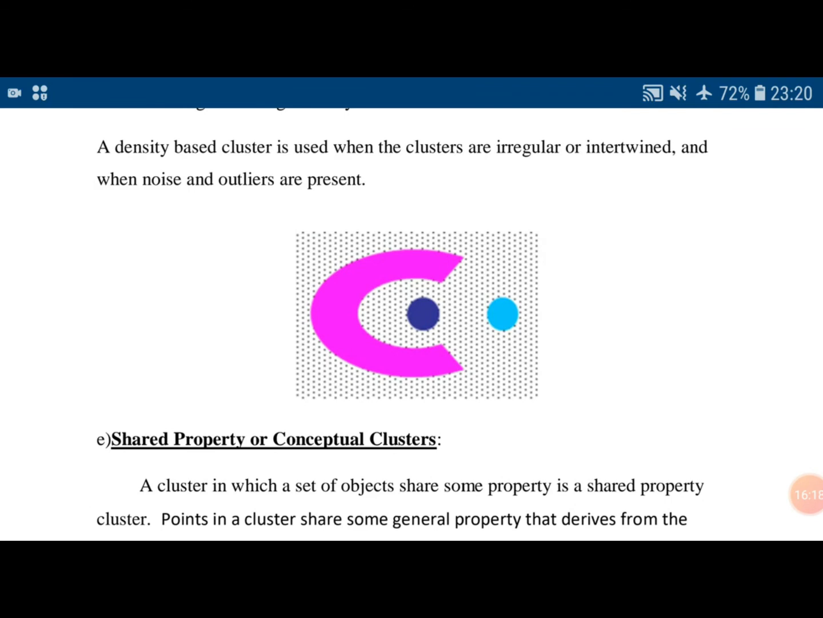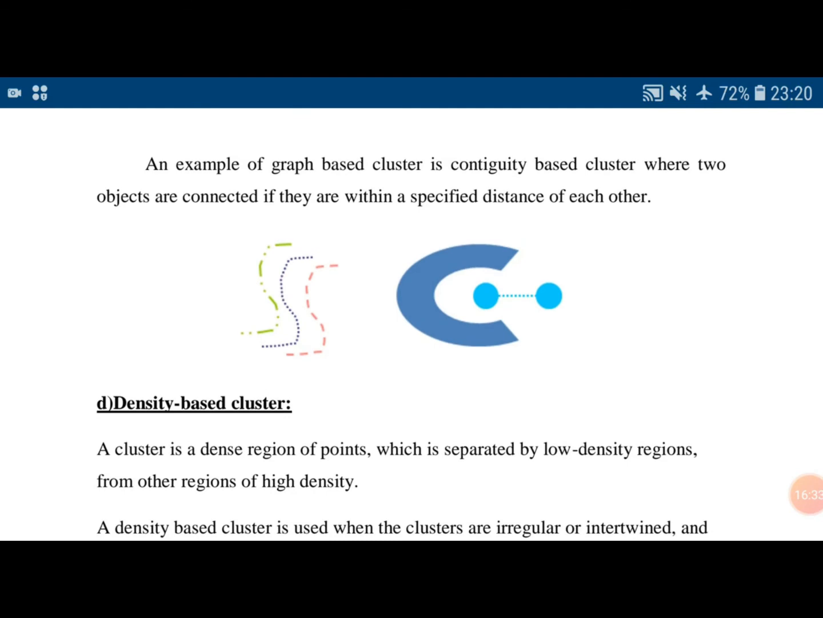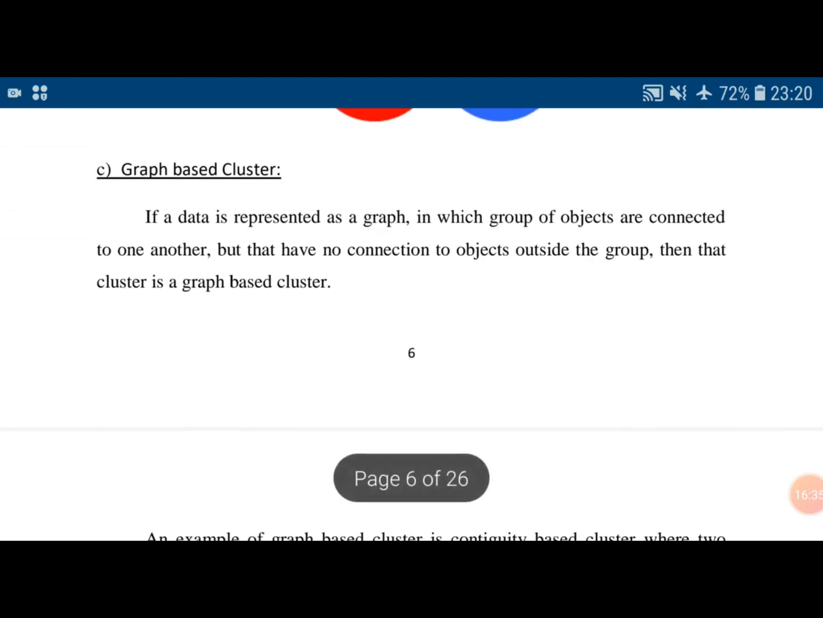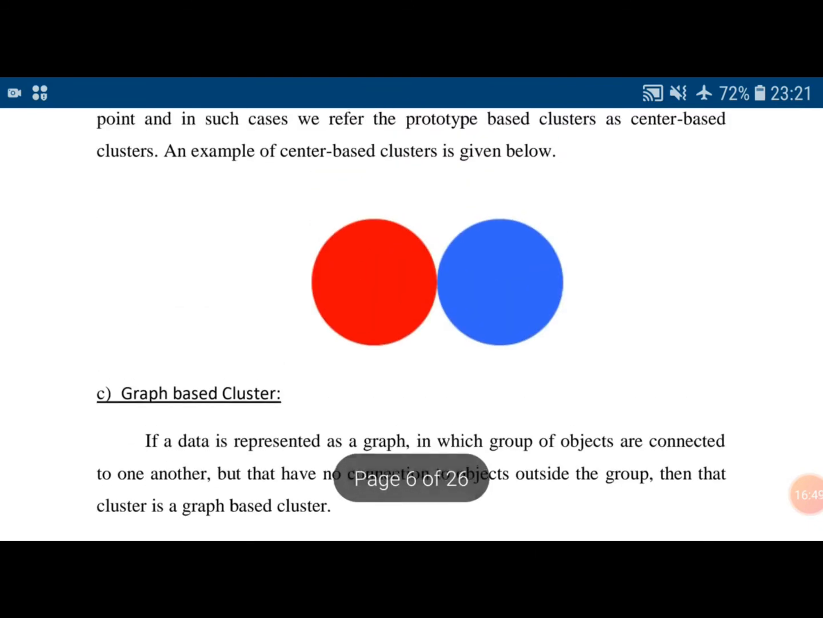Okay, these are the different types of clusters. Shared property or conceptual clusters are based on the shared property. Next, density based cluster is based on the density feature, how many points are present within a particular space. Next, graph based clusters: the cluster is formed from element to element, where we fix some particular distance only, so it forms a graph, and then it is a graph based cluster.